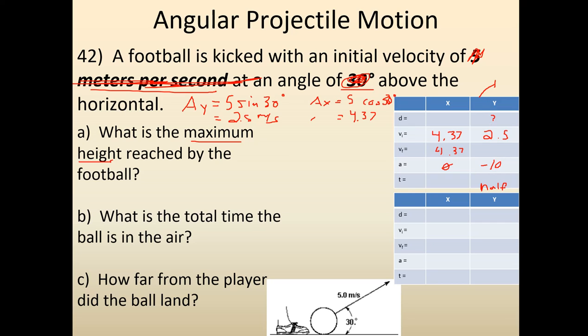Max height looks for D, which means VF is going to be 0. Timeless equation. You should probably notice by now that the timeless equation almost always gets used whenever they say max height. When we get to the energy topic, you'll see why. So plugging in my numbers, plus 2 times negative 10 times D, we get that the max height reached by the ball is 0.32 meters. So not that high, 32 meters. Sorry, 32 centimeters.